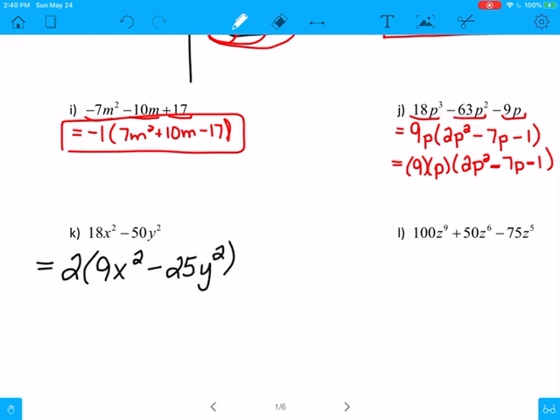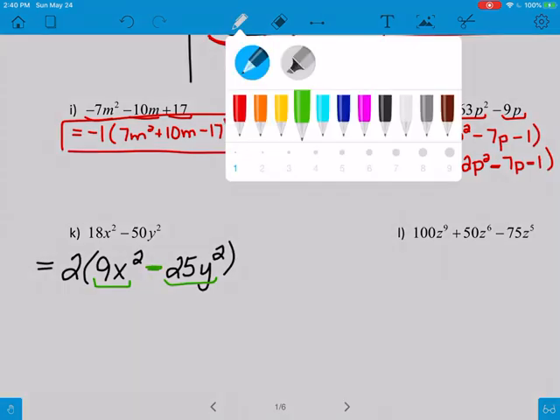Now, this is what we're going to lead into in the next lesson, difference of squares. So in order to have a difference of squares, you need to have a perfect square here, a perfect square here, two perfect squares with a different sign. So we need a subtraction sign in between. How do we know if they're perfect squares?